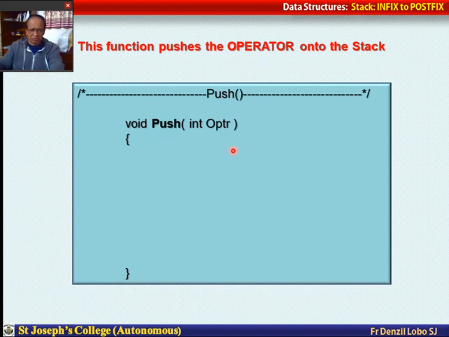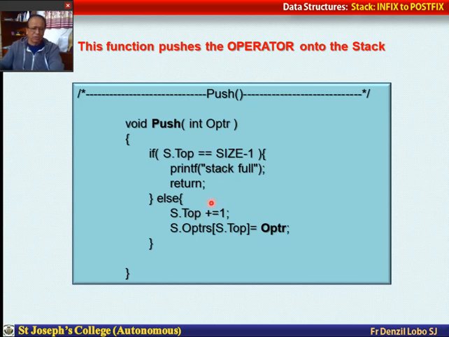So again, we'll go through the functions quickly. Push operator. First we check whether the stack is full, size minus 1. If s dot top is size minus 1, then you say stack full and return, you don't proceed. Otherwise, what you do is increment the value of top and then insert that operator at that location. So this is the push function related to our stack.